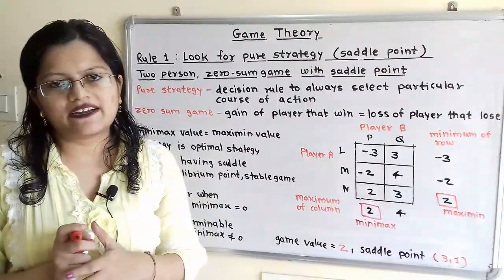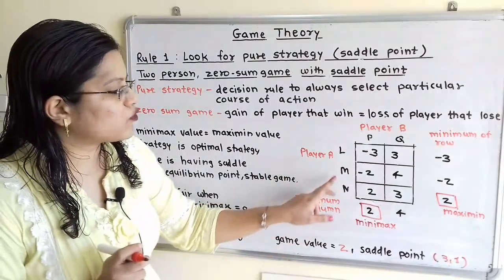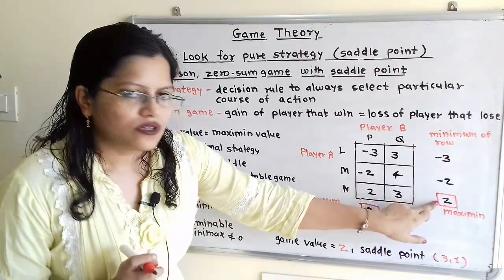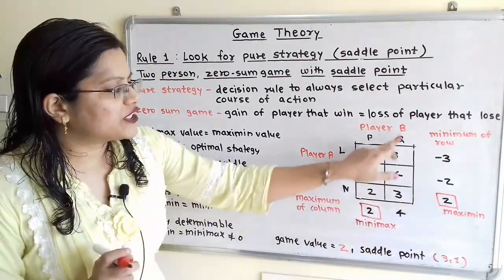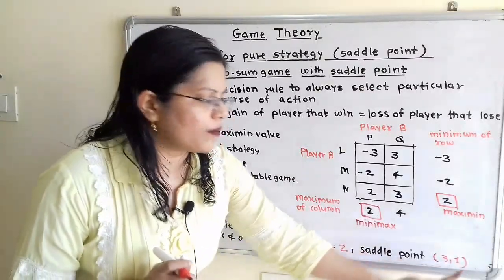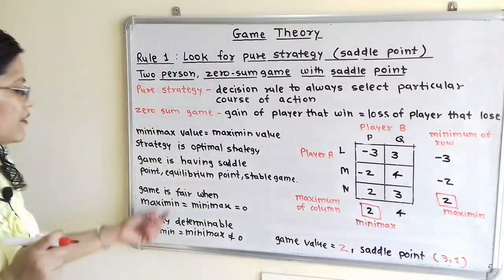So what is the saddle point? For the saddle point we have to first mention the row. Here this is the third row. And then we have to mention the column. Here it is the first column. So the saddle point is (3, 1). Then we will move to the next.